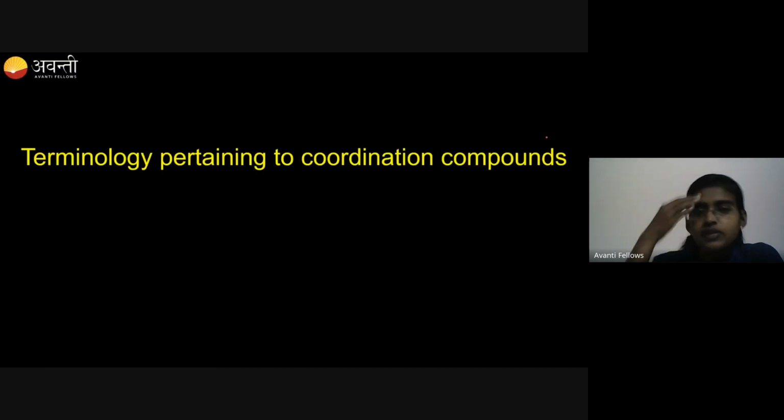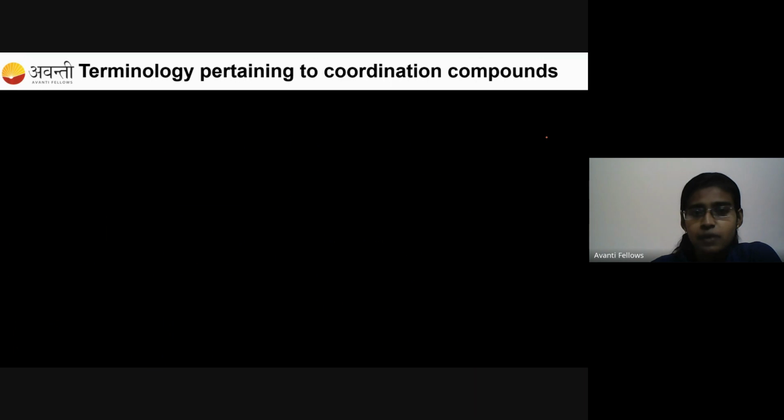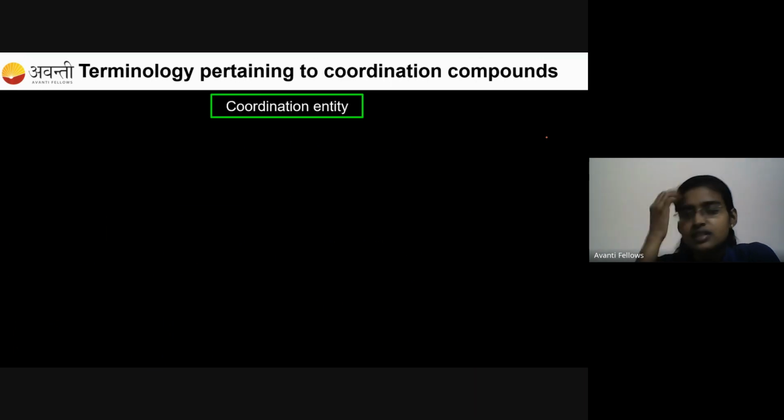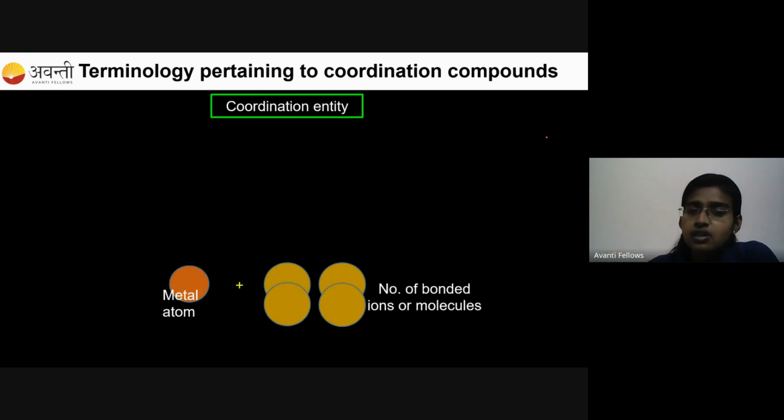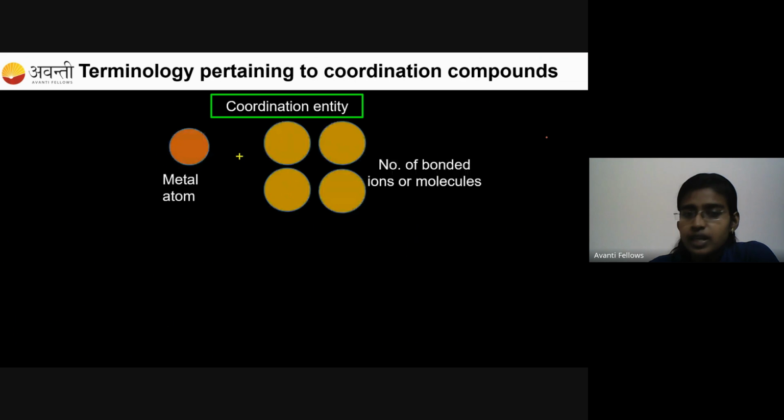So I'll go with the second main topic of today's class, which is the basic terminologies related to coordination compounds. So what are the terms we use in this lesson? The first term is coordination entity. As I have already told you, in a coordination compound there will be a metal atom and some atoms, ions or molecules which are bonded to that metal atom.